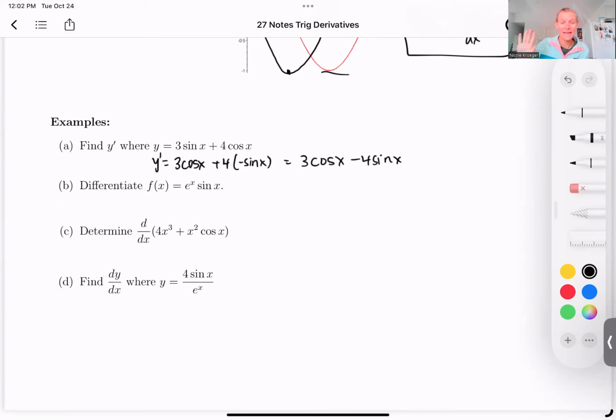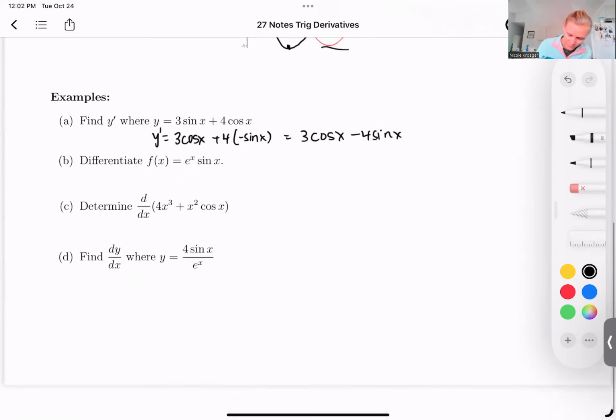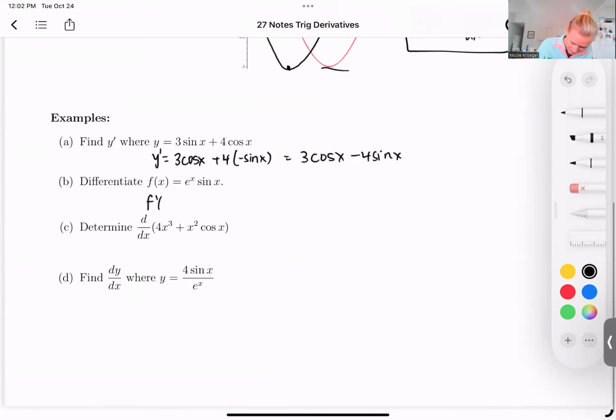This next one, I have e to the x times sine. That's a product rule that I need to do there. So with the product rule, I take the derivative of e to the x, which is e to the x. I leave the sine alone, then I leave the e to the x alone, and I take the derivative of sine, which is cosine of x.